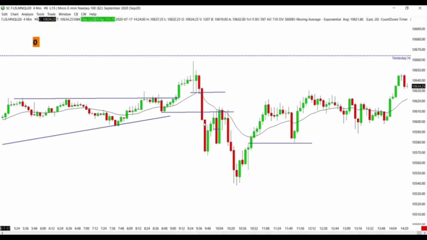So I'm looking for another setup, guys. What do I see right here? I see an engulf bar right here. Notice how this bar went above this candle and it went below this candle. So I got in and I got my profits off this one, okay?